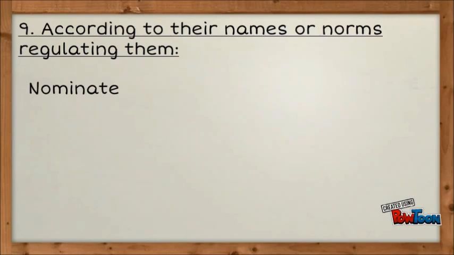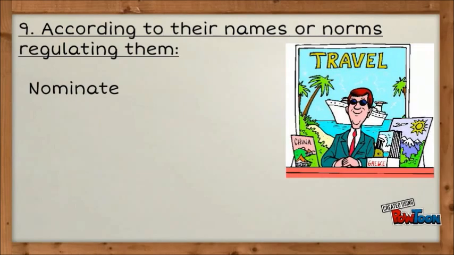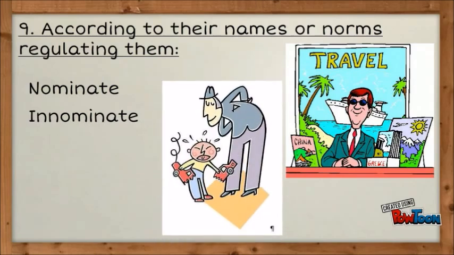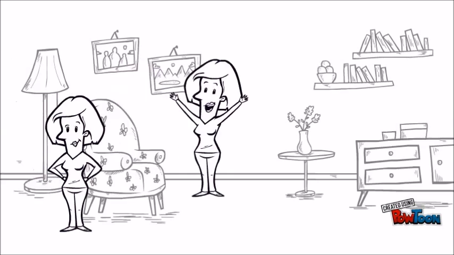According to their names or norms regulating them. Nominate, or those which have their own individuality and are regulated by special provisions of law. Examples, sale, lease. Innominate, which lack individuality and are not regulated by special provisions of law. These are classified into four groups. Do ut des, or I give and you give. Do ut facias, or I give and you do. Facio ut facias, I do and you do. And facio ut des, I do and you give.